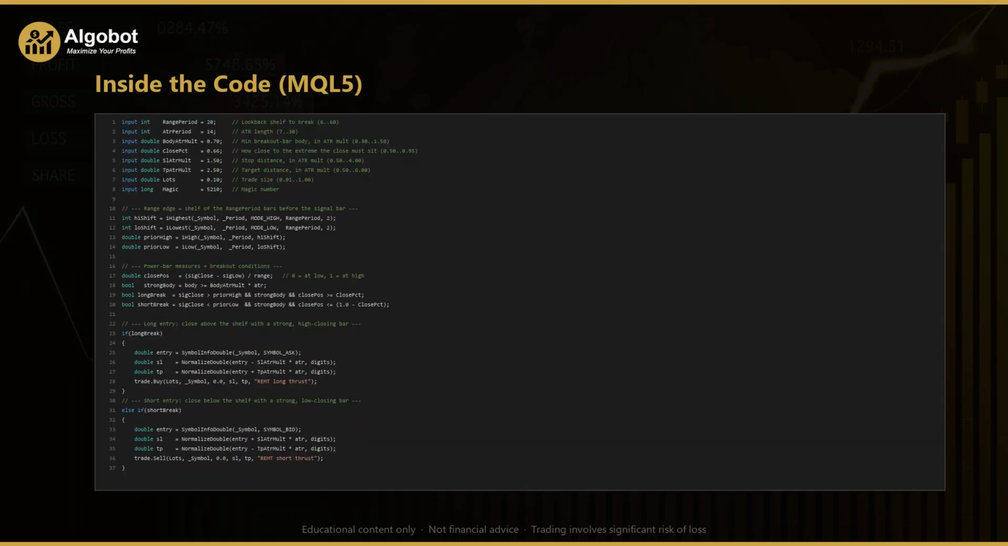Let's look at how this reads inside MetaEditor. At the top are the input parameters you can adjust before running the expert advisor. Range period, set to 20, defines how many bars form the shelf to break. ATR period, set to 14, is the average true range length. BodyAtrMult, at 0.7, is the minimum body size for the breakout candle. Close PCT, at 0.66, controls how close to the extreme the candle must finish.